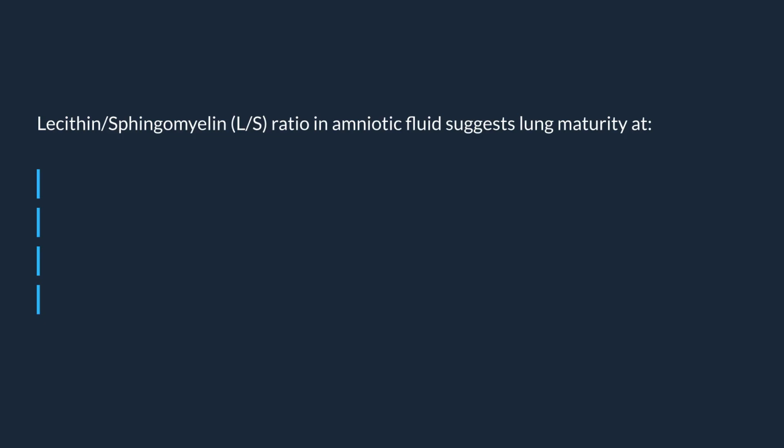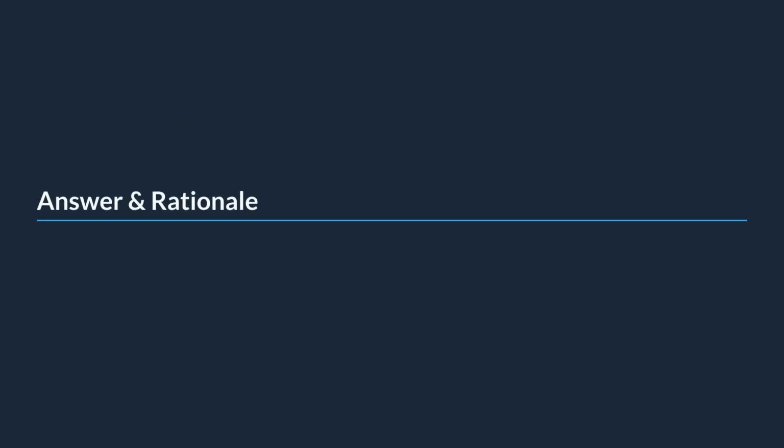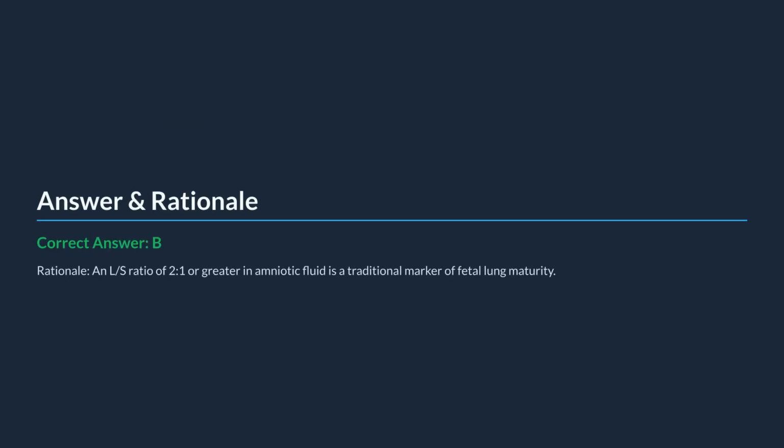Lecithin/sphingomyelin L/S ratio in amniotic fluid suggests lung maturity at A. 1:1, B. 2:1, C. 0.5:1, or D. 3:1. The correct answer is B. An L/S ratio of 2:1 or greater in amniotic fluid is a traditional marker of fetal lung maturity.